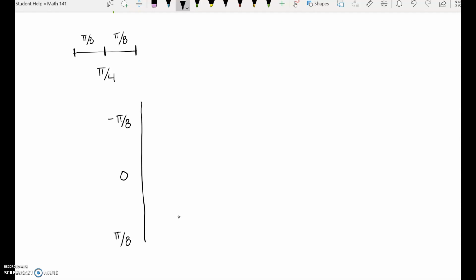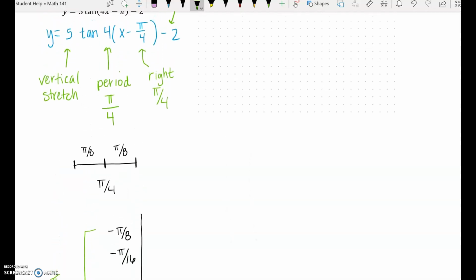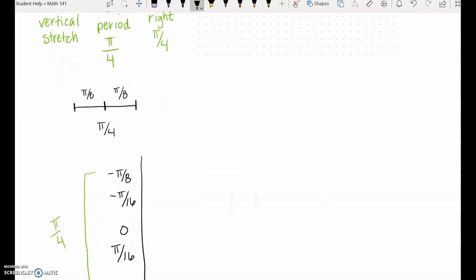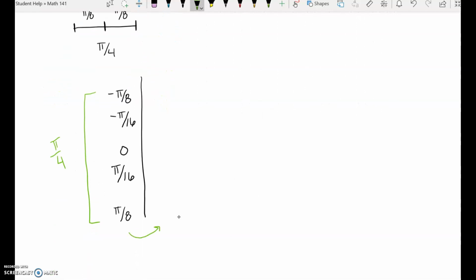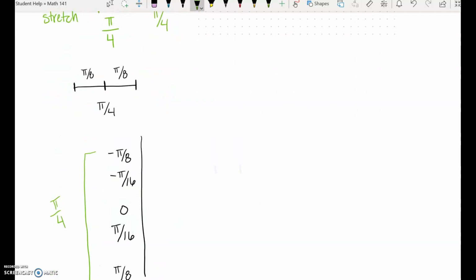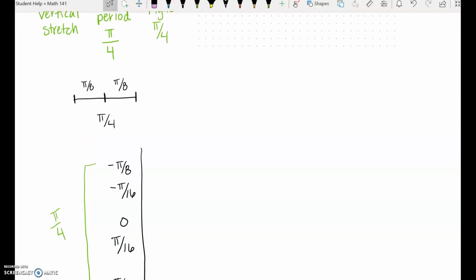0 in the middle, and then split these in half. So this will be -pi over 16, and this will be positive pi over 16. So I want that total distance between the beginning and the end to be pi over 4, which is the period, and I split it in half so that 0 is in the middle. So that's taking the period into account. But then what I need to do is shift everything to the right by pi over 4. So I'm going to add pi over 4 to each of those values.